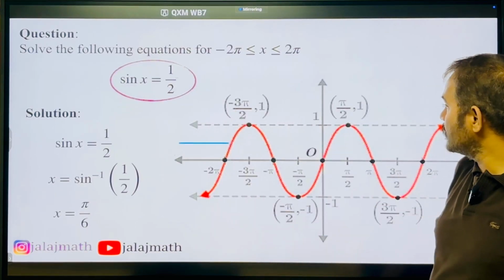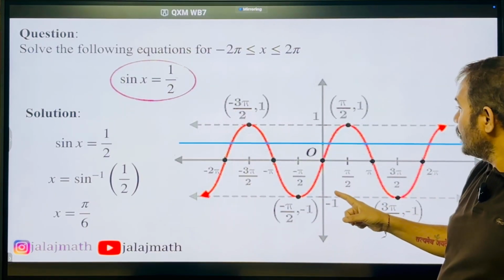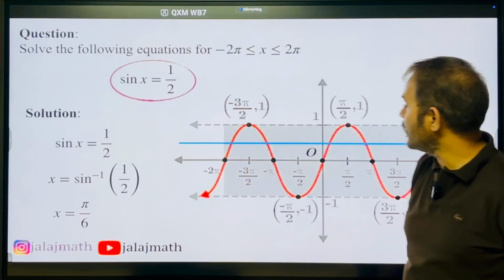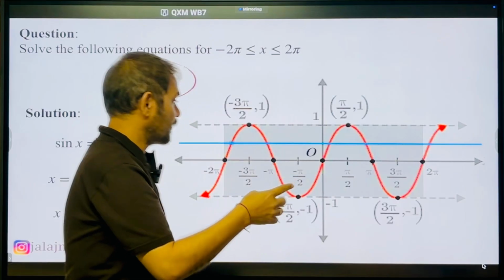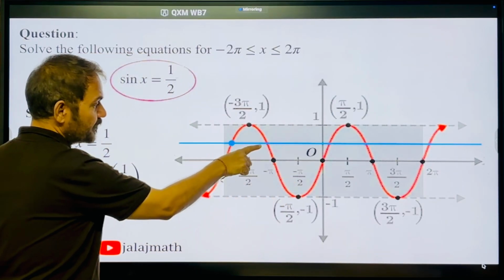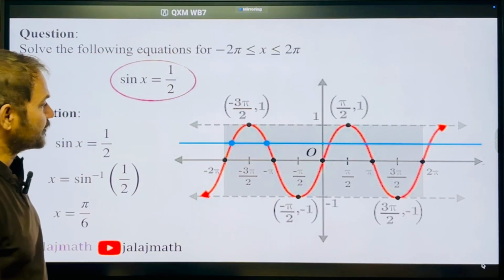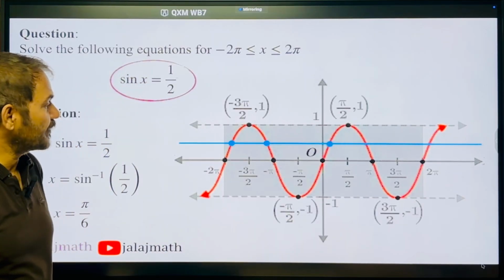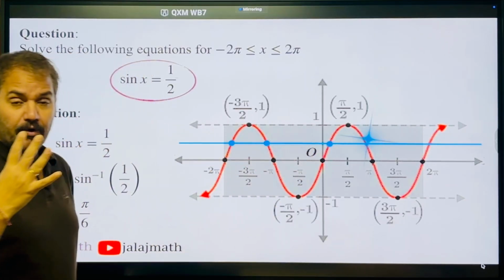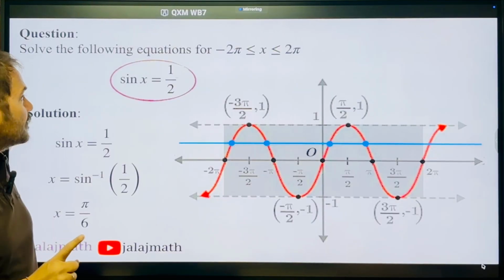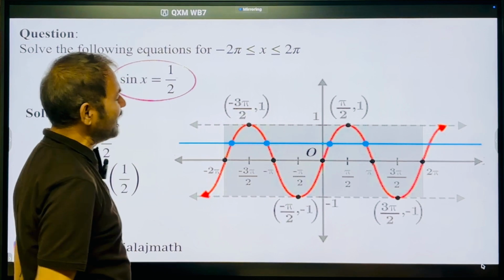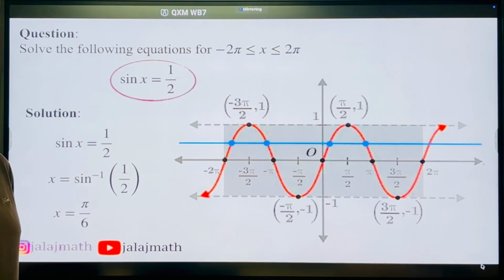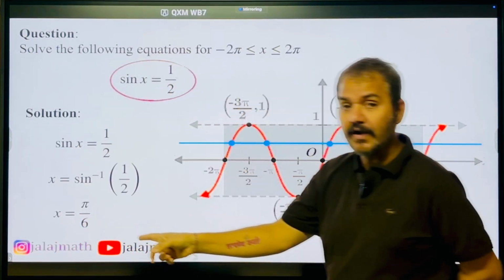So if you draw y is equal to 1 upon 2, we can see in this given domain, that is negative 2 pi to plus 2 pi, there are 4 points of intersection. This is your first point of intersection, this is your second, this is your third, and this is your fourth. It means for sine x is equal to 1 upon 2, between negative 2 pi and 2 pi, there must be 4 answers. And what we are getting here is only one answer.